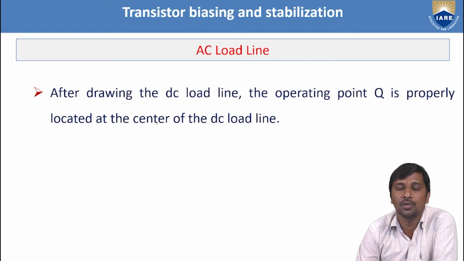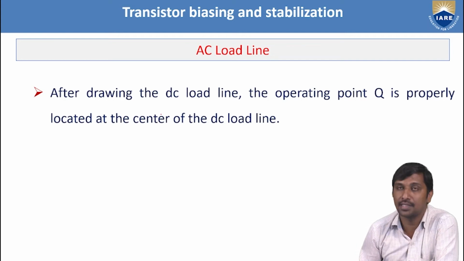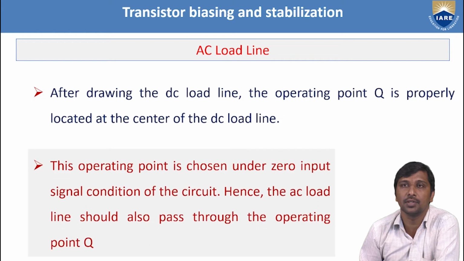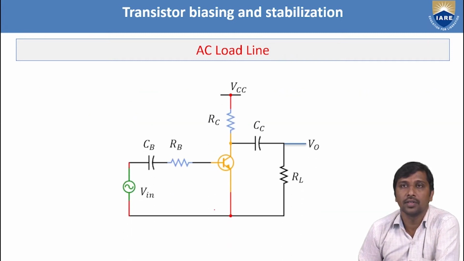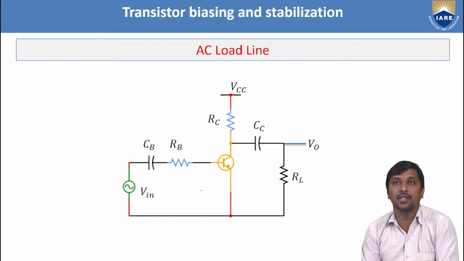After that, we need to apply the AC signal passing through the given circuit. Then we need to identify the AC load line. Here the AC load line is also passing through this DC operating point, or the Q point. So, let us consider the same circuit.